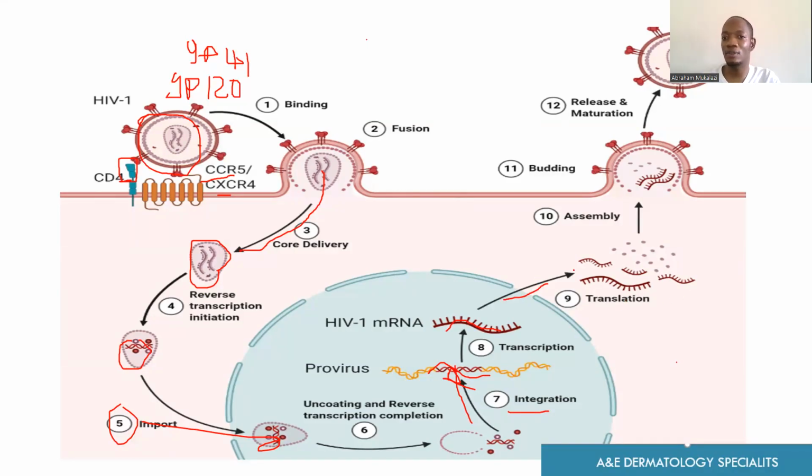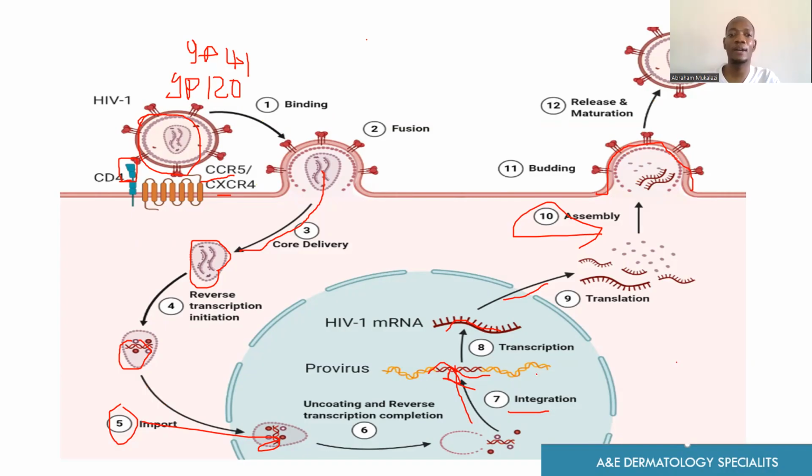After that, the viral copies will be assembled in the cytoplasm, and they will bud out, being encapsulated by part of the cell membrane of the host, and the cycle will continue. So this is how the virus affects your cells.